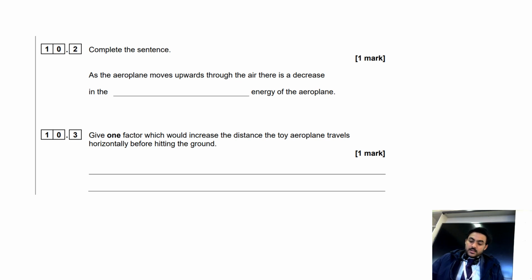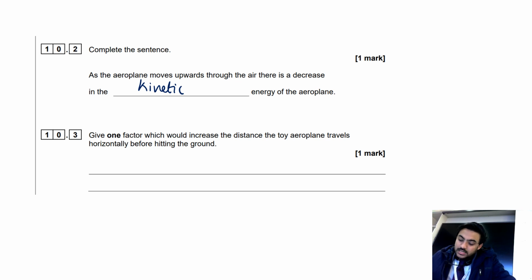Next question. Complete the sentence. As the aeroplane moves upwards through the air, there is a decrease in what energy? As it's moving upwards, it's colliding with particles of air. It's not decreasing in its gravitational potential energy because it's increasing in its gravitational potential energy. The energy stored that decreases is its kinetic energy because it's going to slow down. So kinetic energy. I like the other colour better.